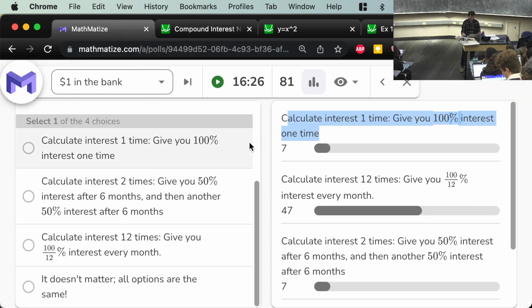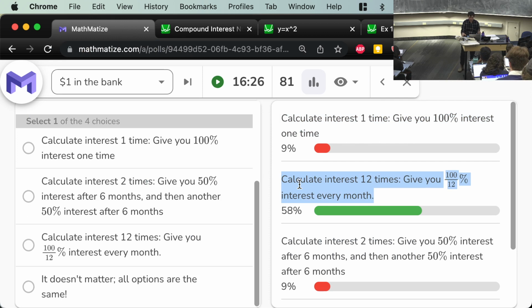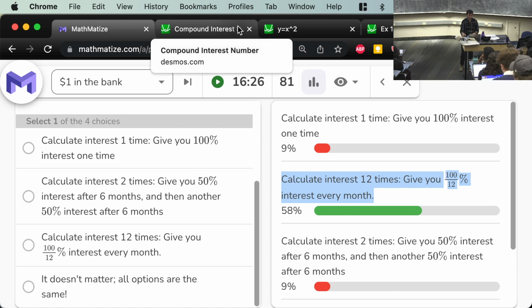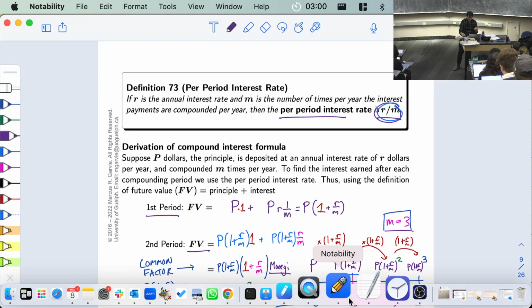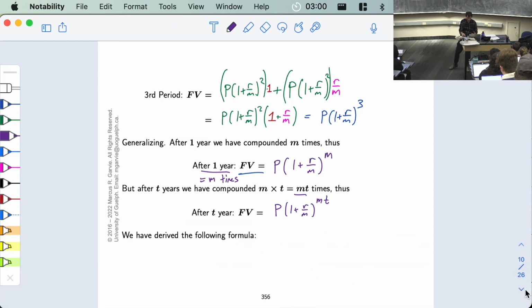This is the whole shtick in compound interest: interest on your interest. You want to do that as much as you can to get the most interest on your interest. OK, so the right answer is 12, and we saw it in Desmos. Any questions or comments about this example? I'm trying to illustrate the equation visually, right? So the equation is sort of boring. It just looks like this.